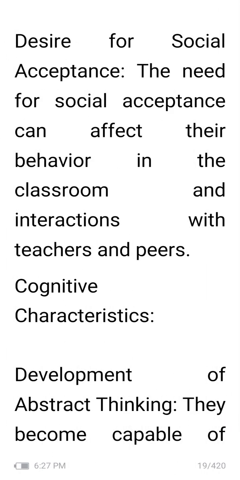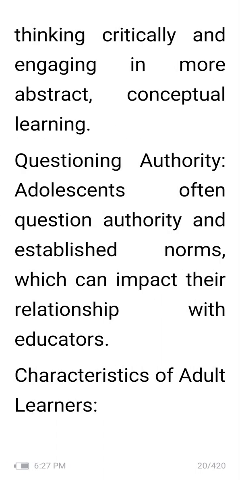Then, desire for social acceptance: the need for social acceptance can affect their behavior in the classroom and interactions with learners, teachers, and peers. Cognitive characteristics: development of abstract thinking. They become capable of thinking critically and engaging in more abstract conceptual learning. Then, questioning authority. Adolescents often question authority and established norms, which can impact their relationship with educators.